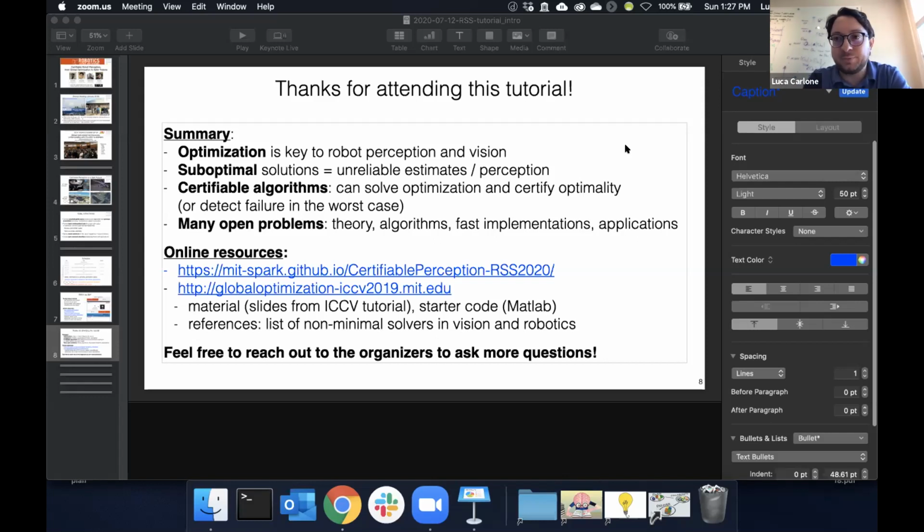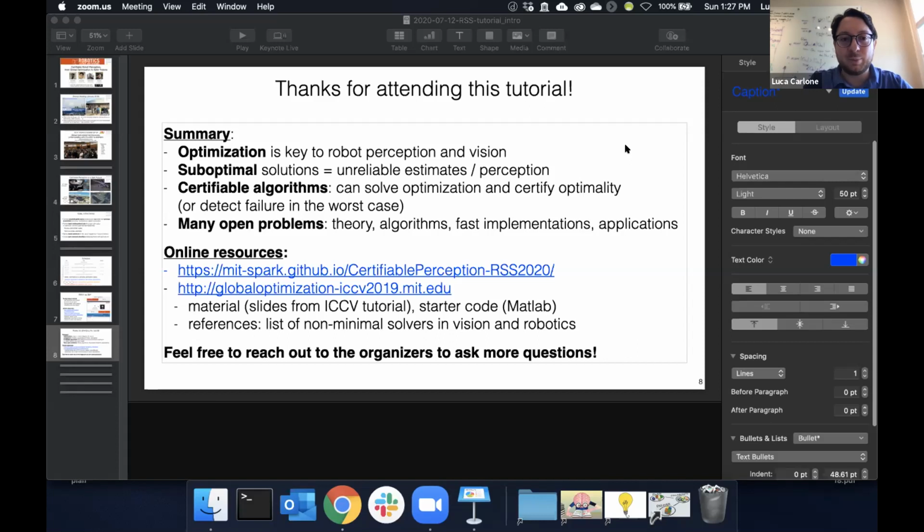And I hope that out of this tutorial, you got the point that there are many open problems. There are open problems on the theory side, designing new algorithms. If you want to help us, you can also develop very fast implementations to make this run in milliseconds instead of seconds, and even just applying these to common problems.